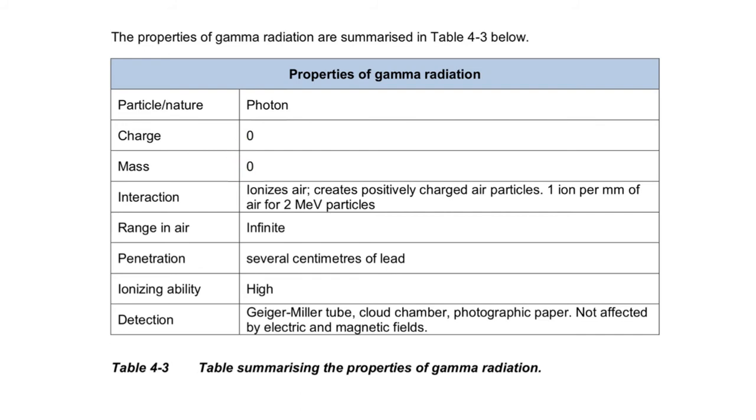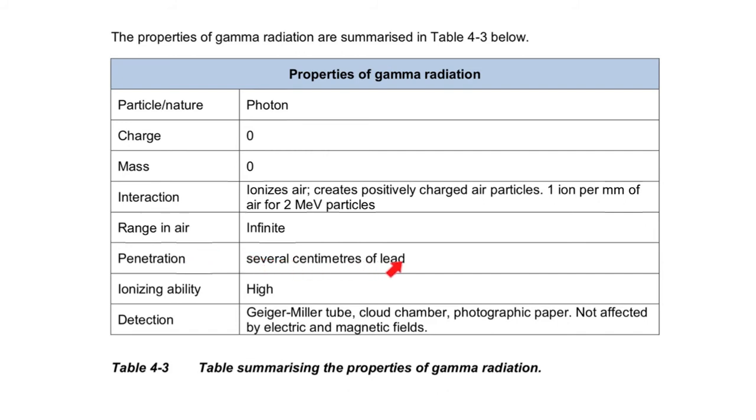The interaction with its surroundings: because of its high energy, the photon ionizes air, creating positively charged air particles, 1 ion per millimeter of air for 2 mega electron volt particles. The range in air is infinite because of its high energy, which means it's very dangerous. So for instance, when an atomic bomb is exploded, the gamma radiation will travel for many, many kilometers, doing damage to whoever's in its way.